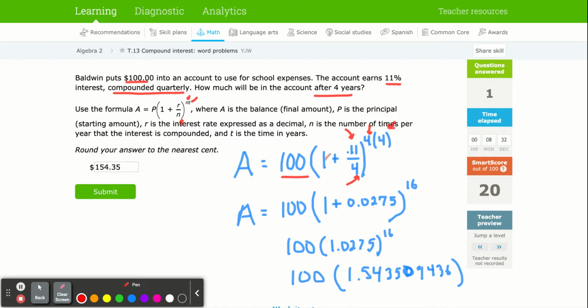And then I followed order of operations. 0.11 divided by 4 is 0.0275. Add that to 1. That's 1.0275. The two numbers in the exponent, 4 and 4, multiply to give you 16. 1.0275 raised to the 16th is 1.543509436. Times that by 100 and round to the nearest cent, and we get $154.35. Simply just plugging in.